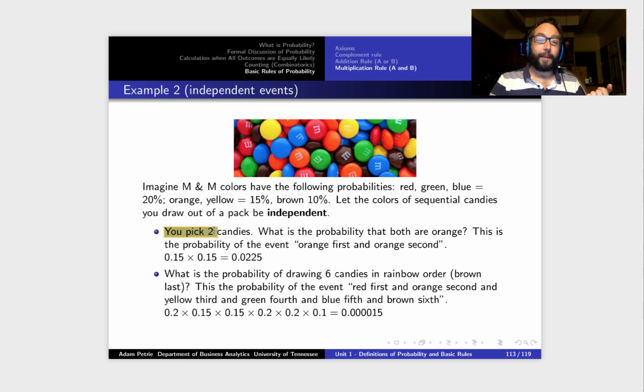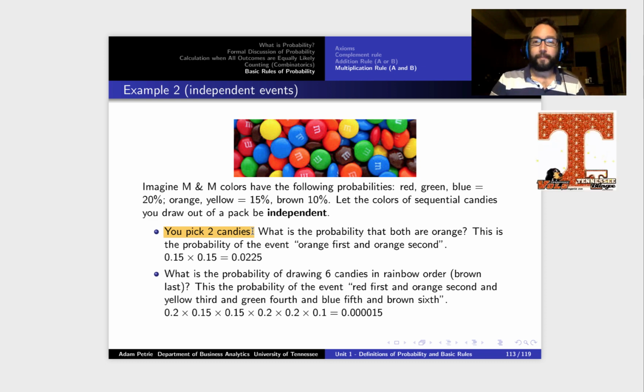So, number one, I picked 2 candies out of the bag. I really should have my M&M prop right now. It'd be a really tasty treat. So what's the probability that they're both orange? Go Vols.